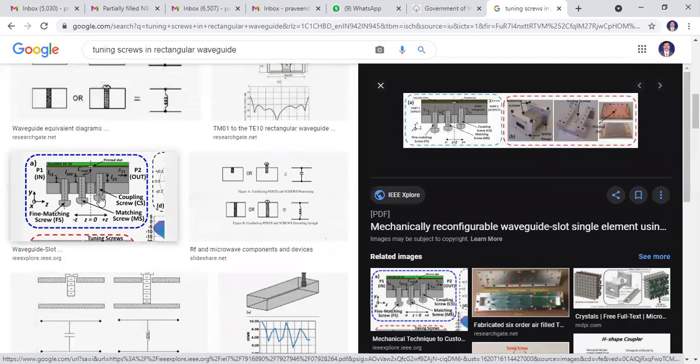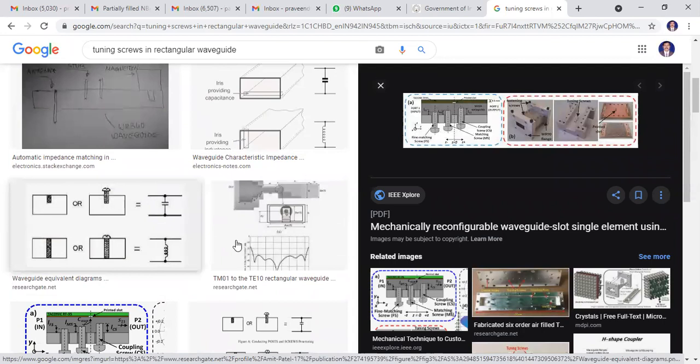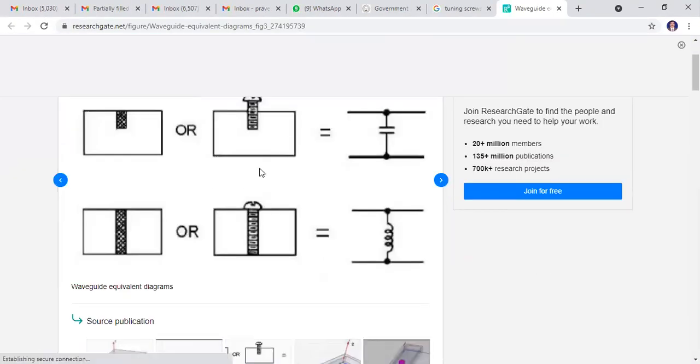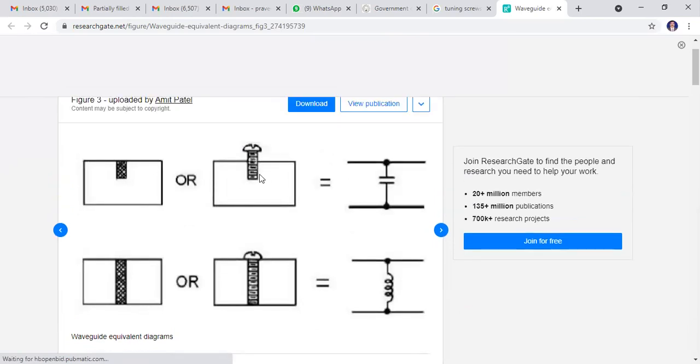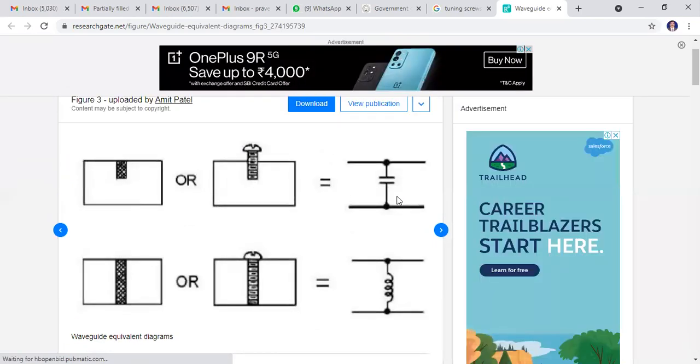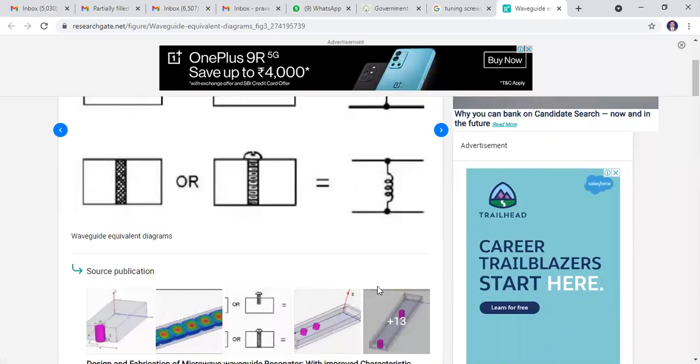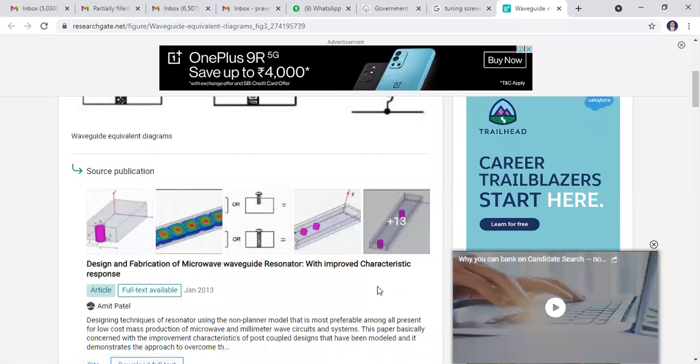Now some other. Now see, this is the tuning screw. Less than lambda g by 4, it has a capacitance effect. More than lambda g by 4, it will exhibit the inductance effect like this.